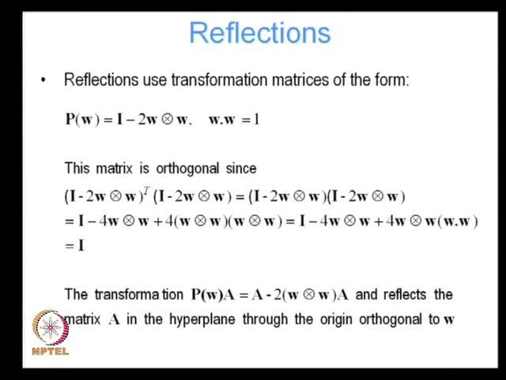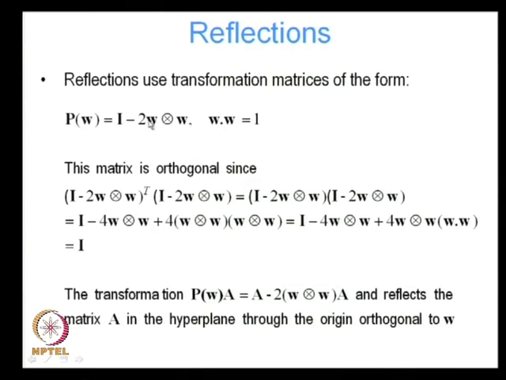So, we consider that space, since we are considering an n dimensional matrix, as n dimensional. In that n dimensional space, I have an n dimensional vector W which is, suppose, passing through the origin, and I have a plane which is orthogonal to that vector W. And what this transformation does on A is that it reflects the matrix A in the hyperplane through the origin orthogonal to W. So, that is why it is called a reflection matrix, right.